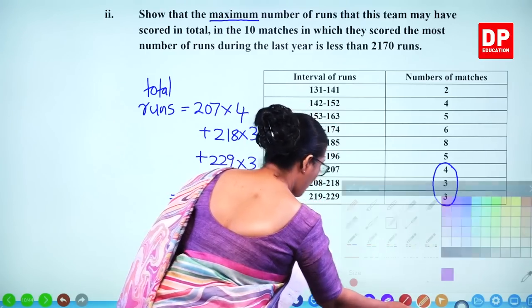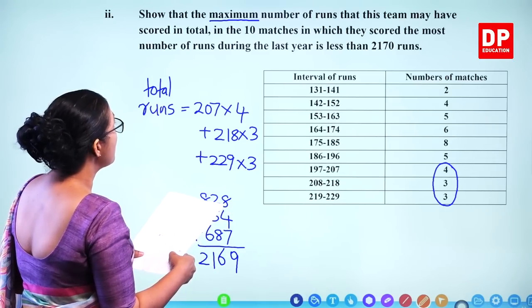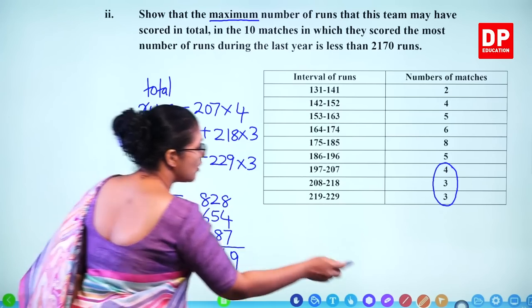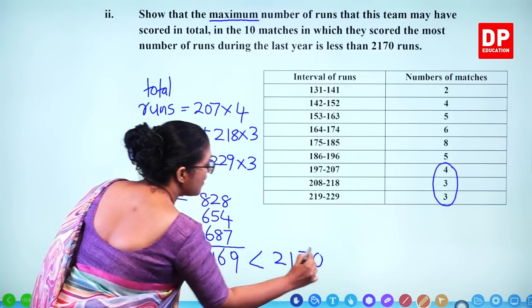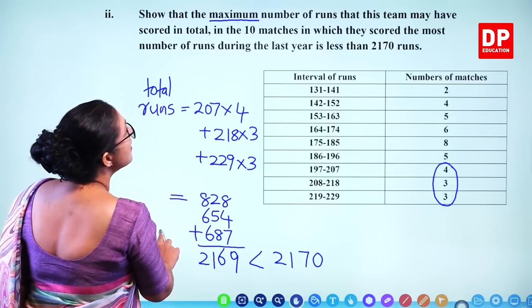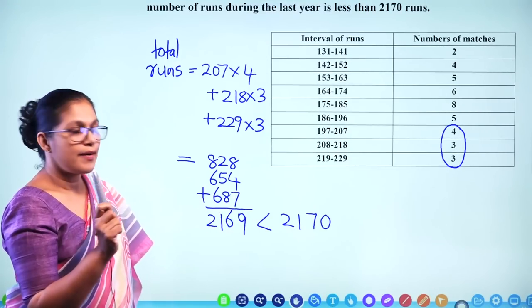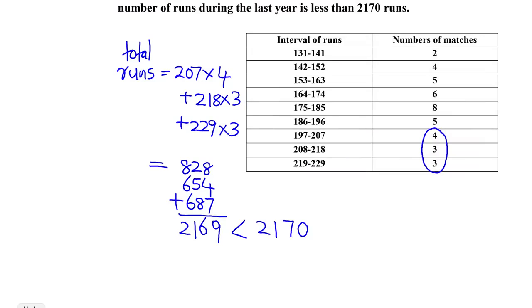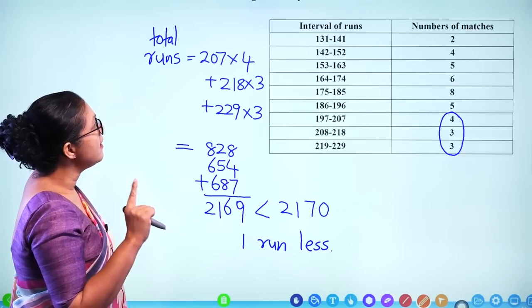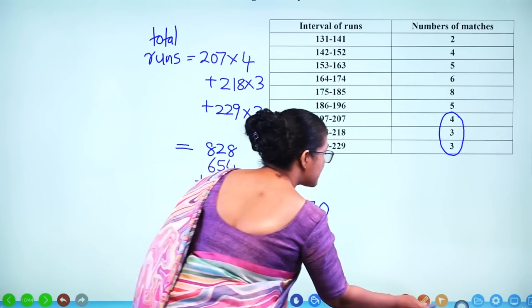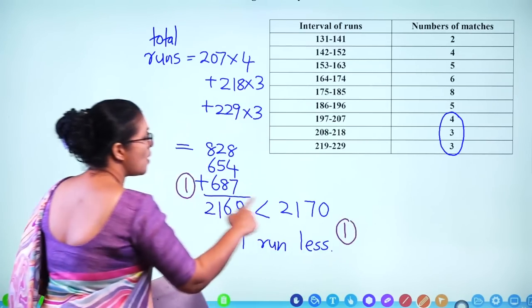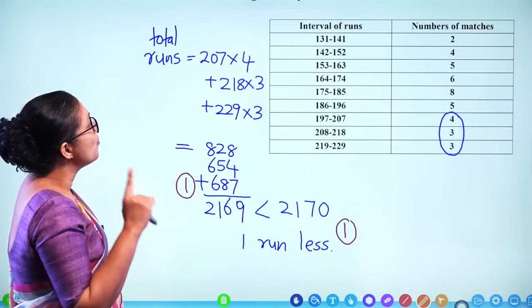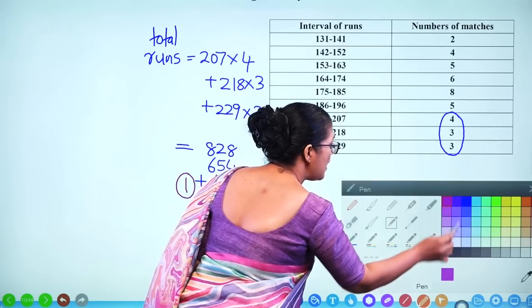So how do you get marks here? This is 2169 and you have to say this is less than 2170. We'll write that also. This number is less than 2170 and by how many runs is it low? Just by one run. You can say only one run less than 2170. So let's see how many marks. 2 marks: 1 mark for calculating the total and saying this one is less than 2170, 1 mark. So we gave before 8 marks and these 2, altogether 10 marks.